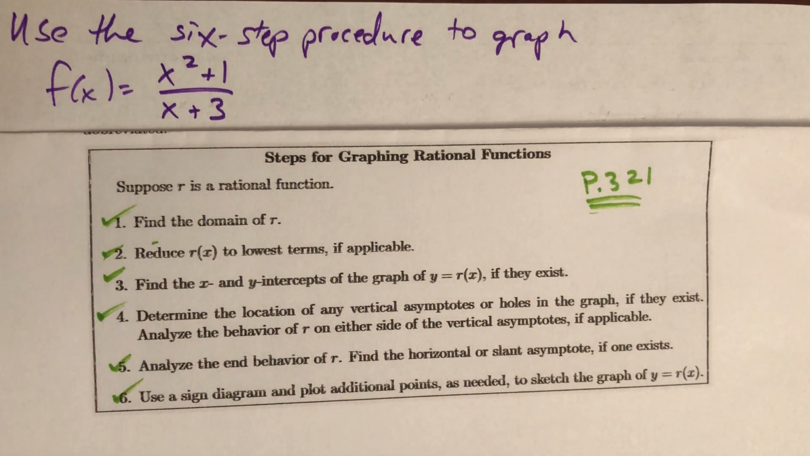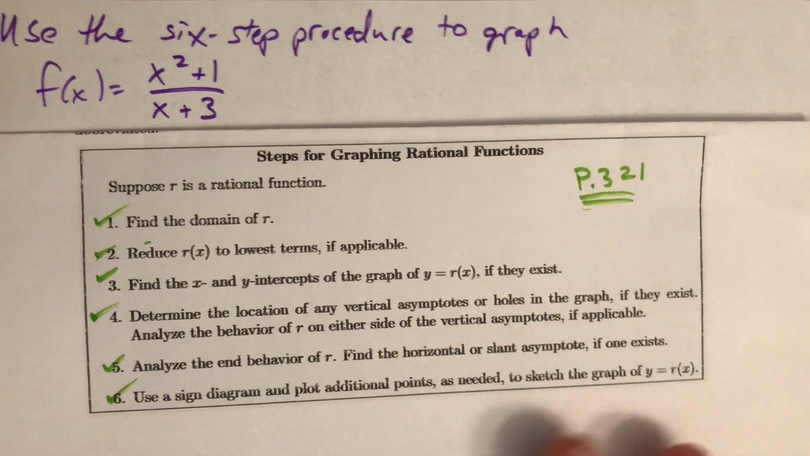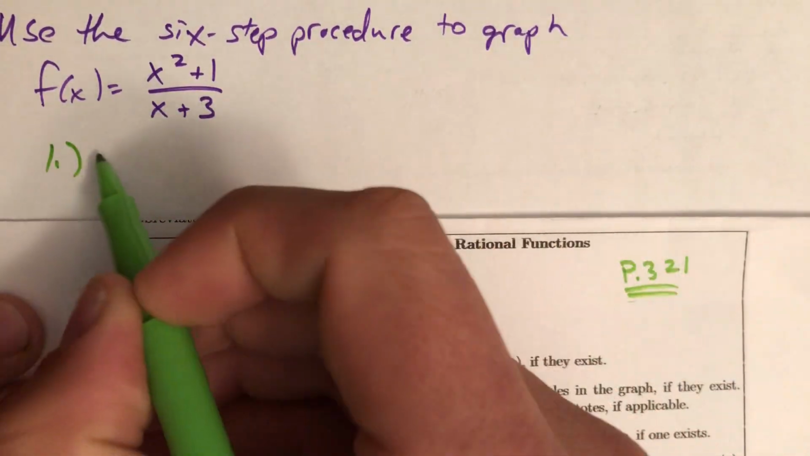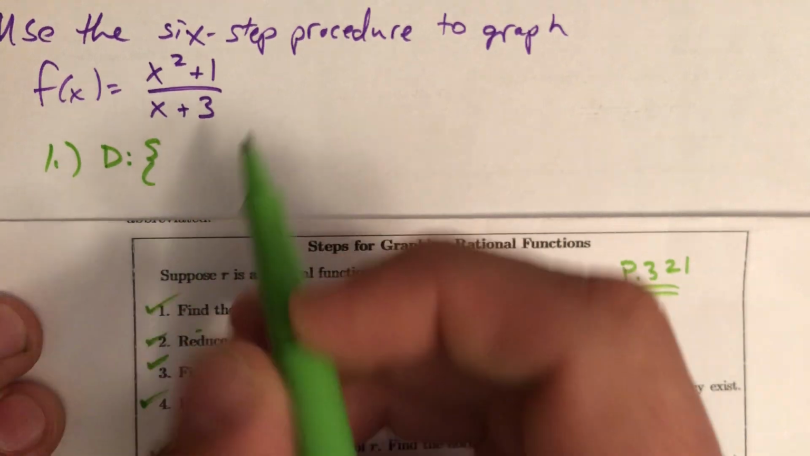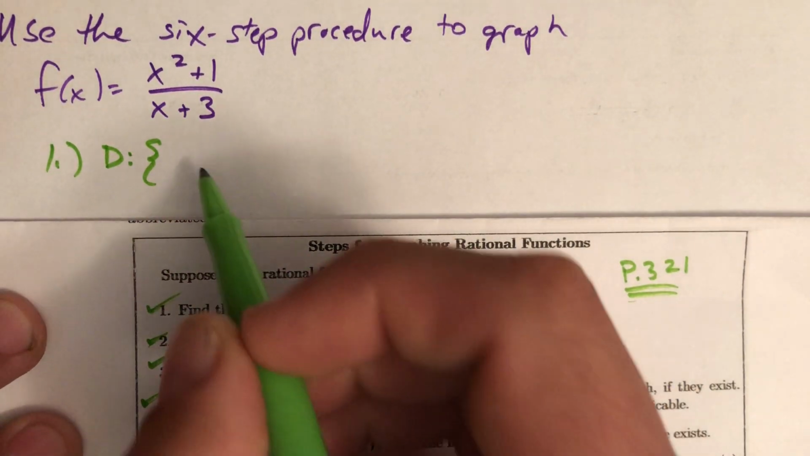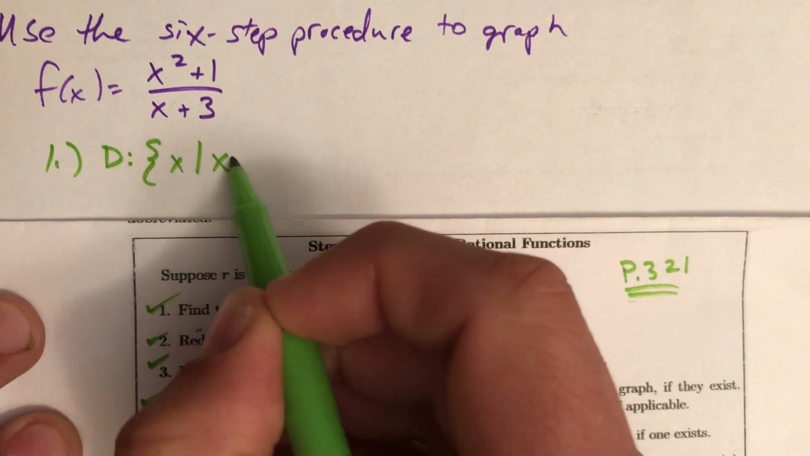First step, we want to find the domain. So again, domain of a rational function. Anytime we have a rational function, the domain is the set of all of the real numbers so that the denominator is not 0. So in this one, we want to take away -3. So we can say set of all x such that x is not -3.